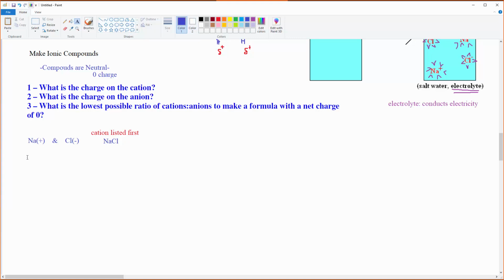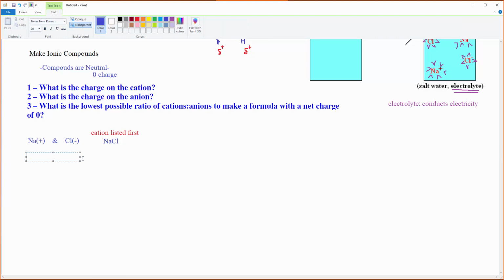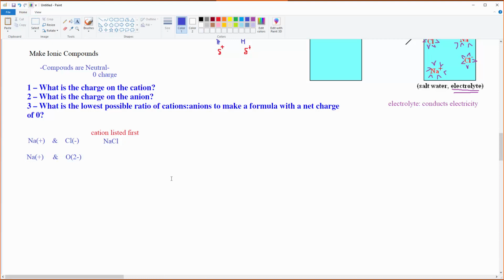Like what would happen if, for instance, I put the sodium ion together with an oxygen ion? And remember, oxygen's in group 6, so it naturally is going to make an ion with a charge of -2, or 2-. What would be the appropriate formula that would give me the lowest possible ratio to make a formula with a charge of 0? What should I do there?